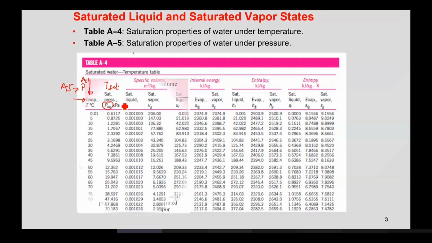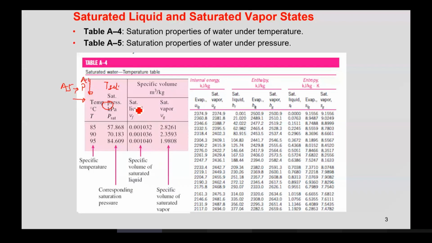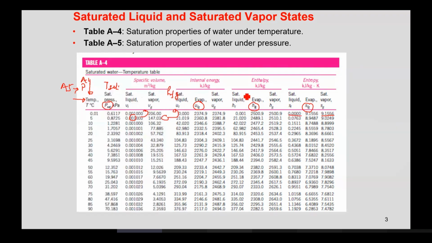And in these tables, if you look at the subscripts that are used for specific volume, internal energy, enthalpy, and entropy, the subscript f is used for saturated liquid, the subscript g is used for saturated vapor, and wherever you have fg, hfg or ufg or sfg, it is basically the difference between the saturated vapor state and saturated liquid state. So this difference is also tabulated for you.